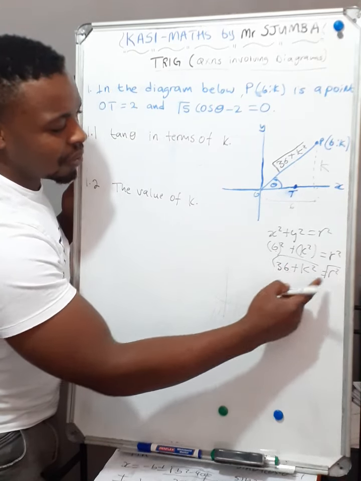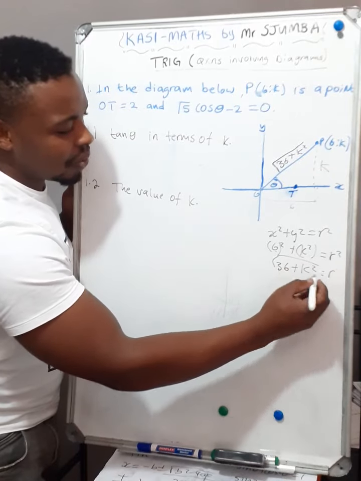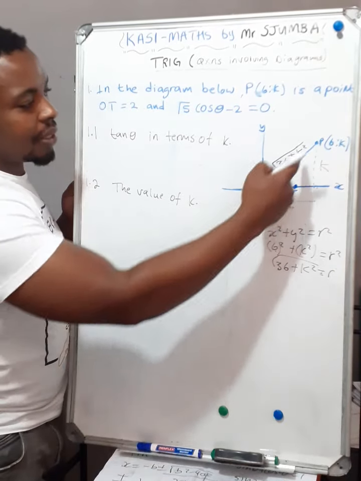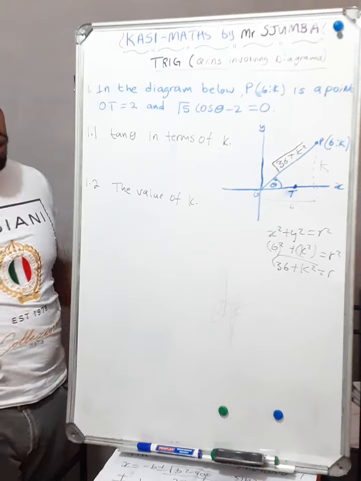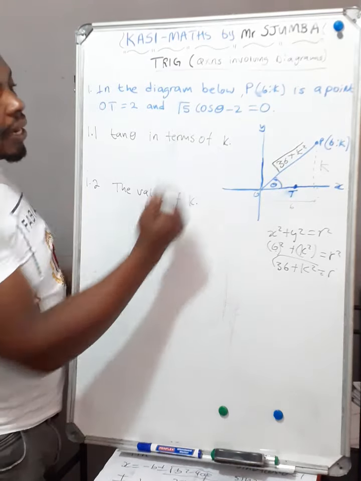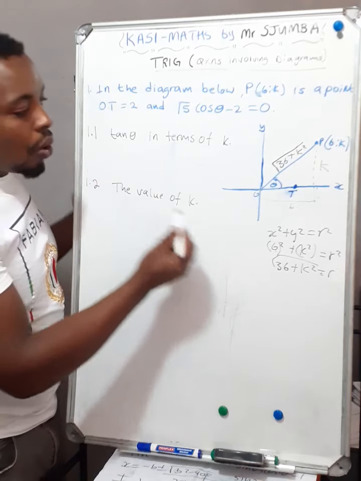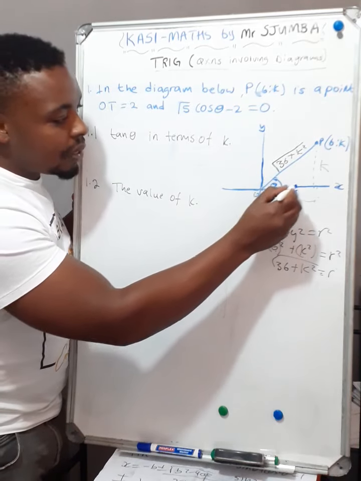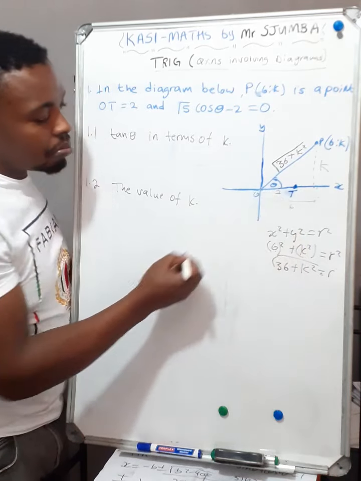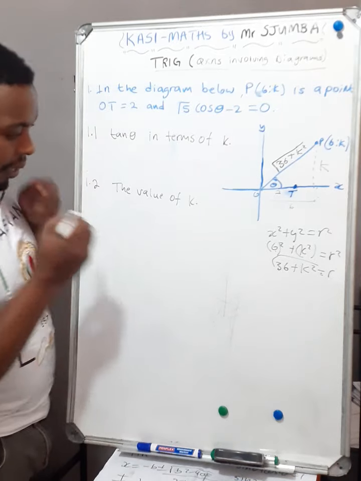Square root, so we cancel the square. So r is root of 36 plus k squared. Then we are done with that point. Then comes this OT is equals to 2. Oh, now here OT is equals to 2. Okay.